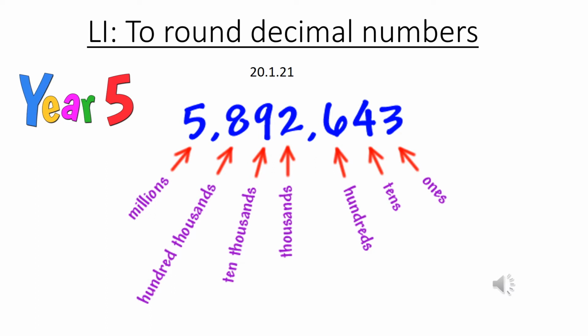Today's maths lesson is going to be all about rounding decimal numbers. We have done this before, we did a Zoom lesson on it just before Christmas, so hopefully this is a nice bit of revision for you. Make sure you've got a sharp pencil and a ruler, and you may also need a place value grid today to help you.